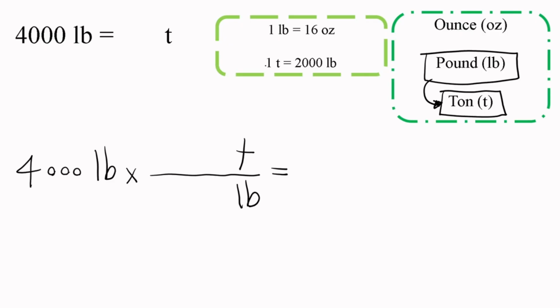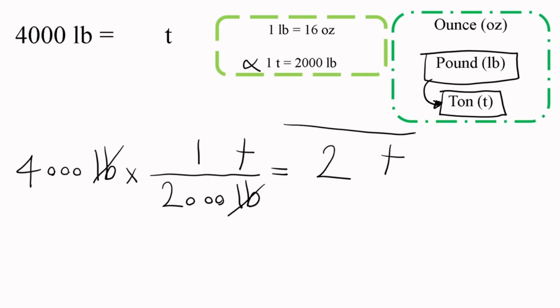I'm going to use this conversion factor. As you can see, 1 ton is equal to 2000 pounds. So these two units are going to cancel each other out, and I'm going to have ton for the unit. 4000 divided by 2000 will be 2. And the correct answer of this example is 2 tons.